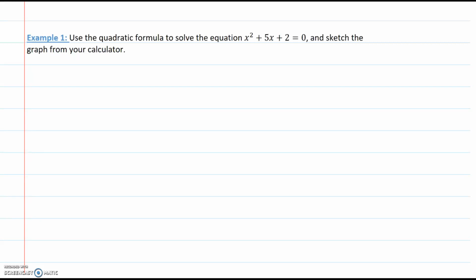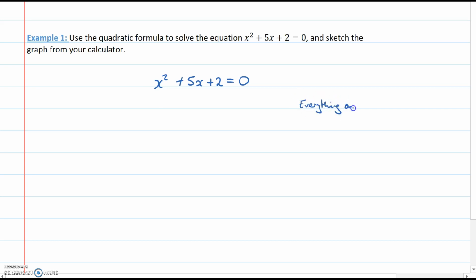This is the first example in these notes of how to solve a quadratic equation using the quadratic formula. So you start off by writing out the quadratic equation: x squared plus 5x plus 2 equals 0. And the first thing you check is, is everything on the left?